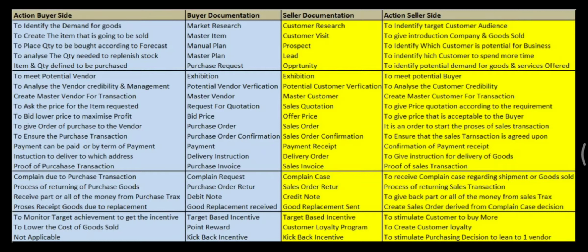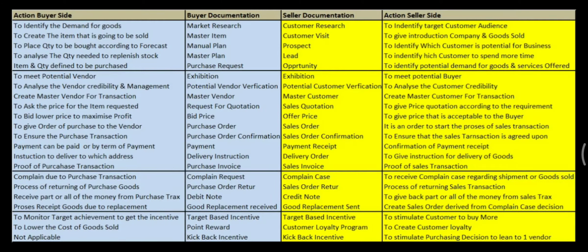What you do is, after you verify that the customer is a true customer, not a scam customer, in the system you have to make your master customer. What this allows is you register the customer in the system, which allows you to do sales transactions to the customer.